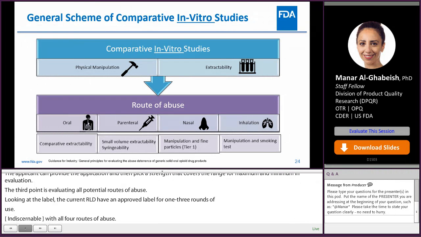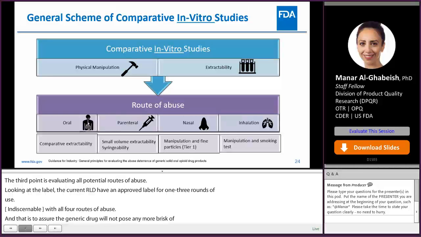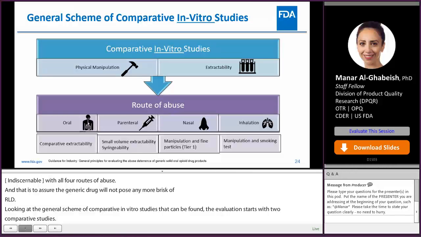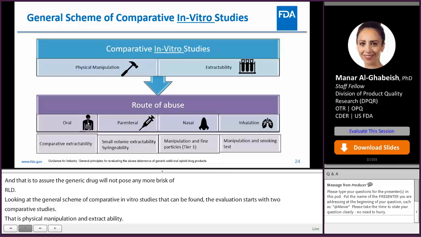After those initial points, looking at the general scheme of comparative in vitro studies that can also be found in the generic guidance, the AD evaluation starts with 2 comparative studies between the RLD, R, and the proposed generic product, T. The 2 studies are physical manipulation and extractability. The physical manipulation and extractability help in the subsequent comparative evaluation of R and T with respect to the 4 routes of abuse: oral, parenteral, nasal, and inhalation.